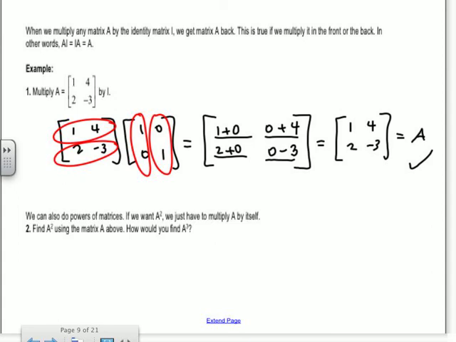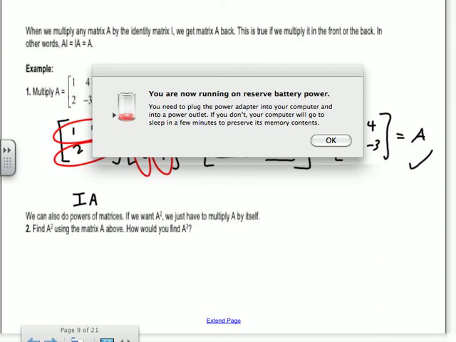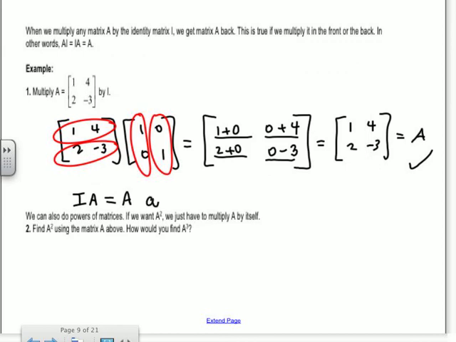Whenever you multiply by the identity, you get the same thing out. All right, it works in both directions. Even if I had done IA, it equals A as well. So whenever you're multiplying by I in either direction, you get the same thing out.